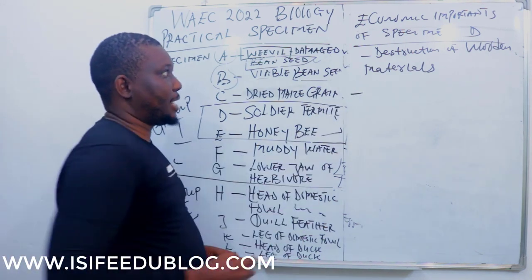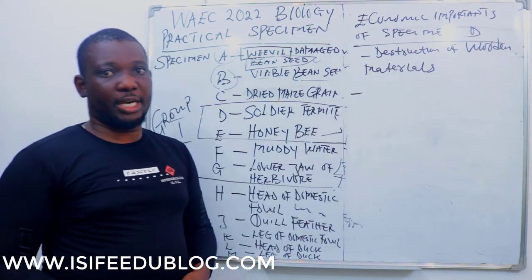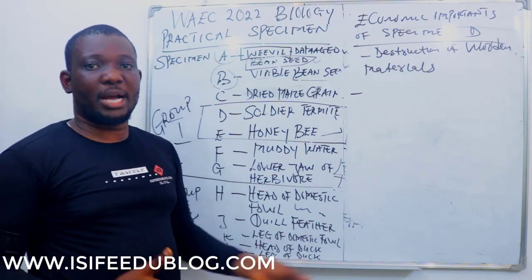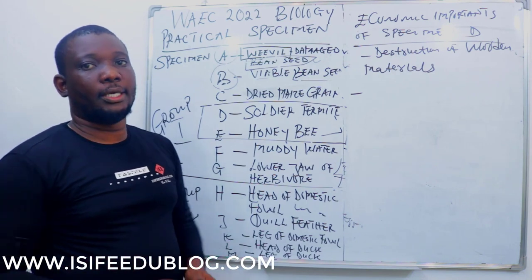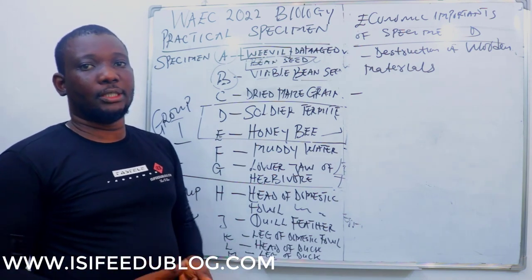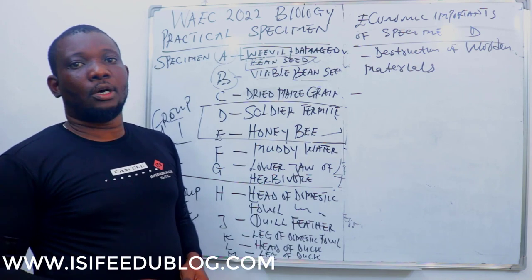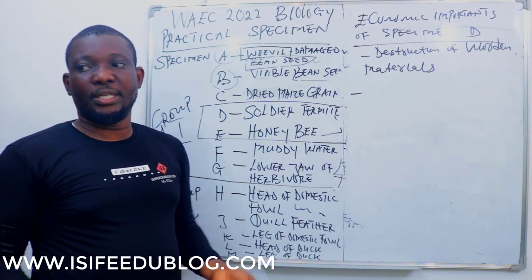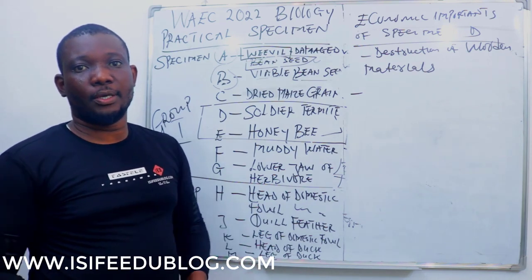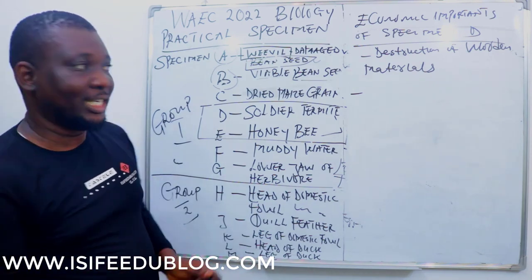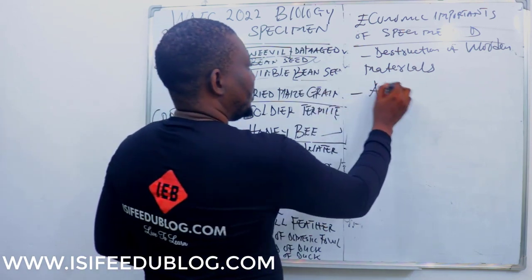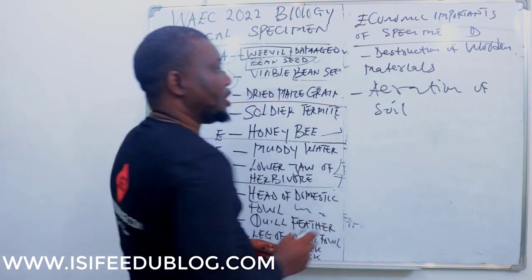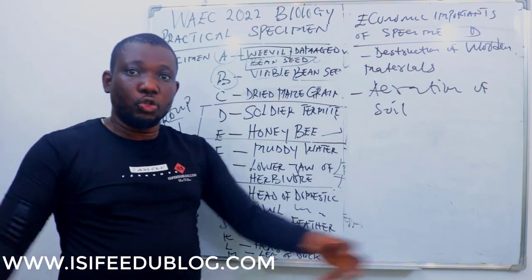So let's look at another economic importance, but this one will be more beneficial. You most likely see them going back and forth on the soil. Their burrowing in and out of the soil will tend to increase soil fertility by aerating the soil. By this, the soil is loosened.